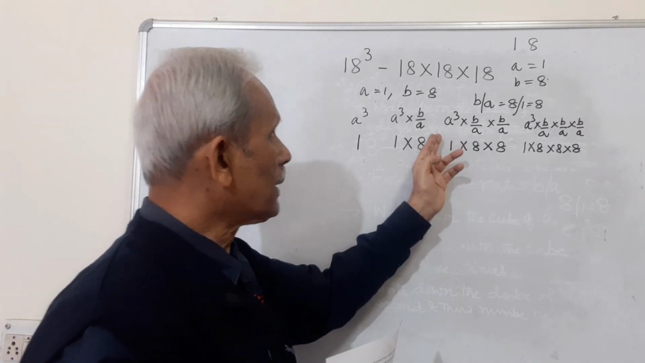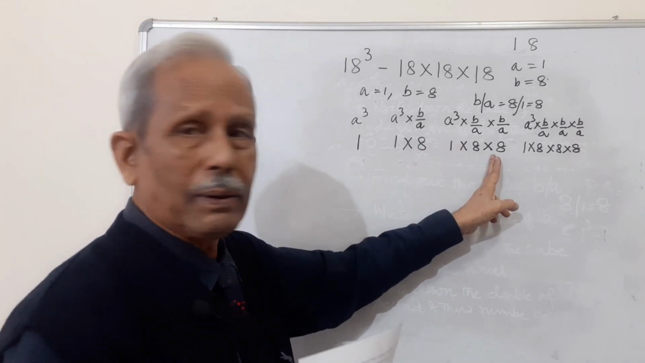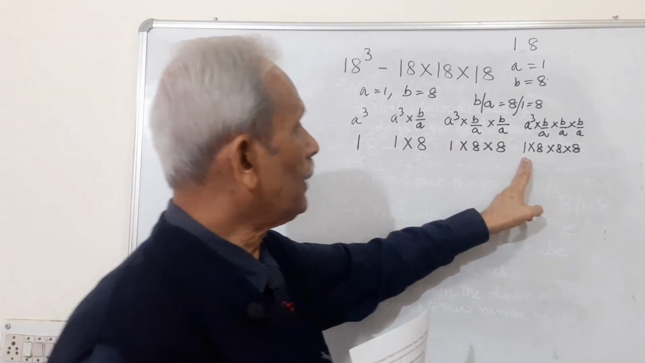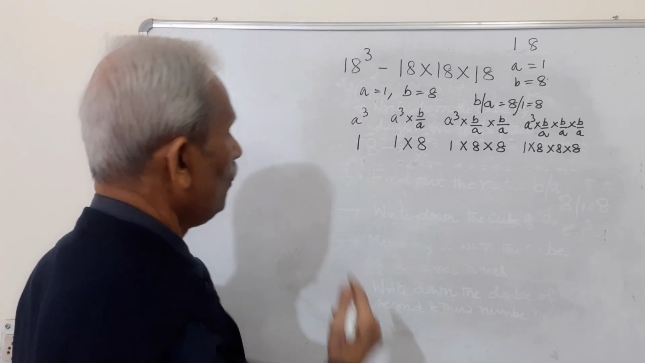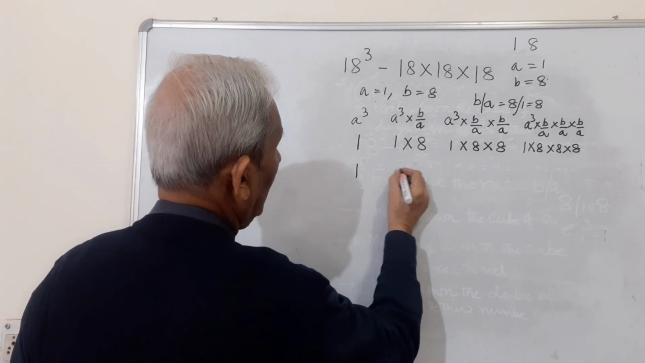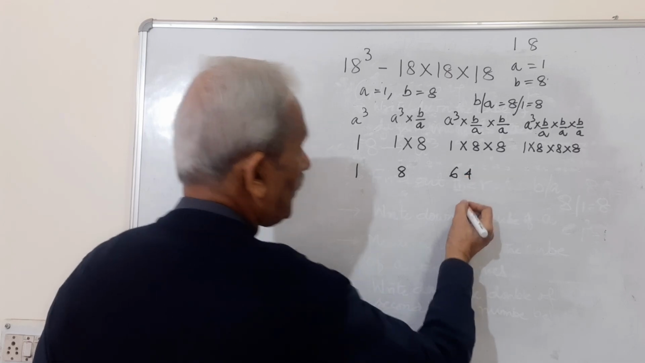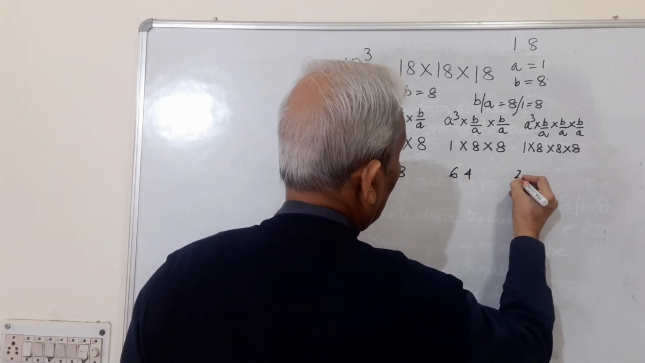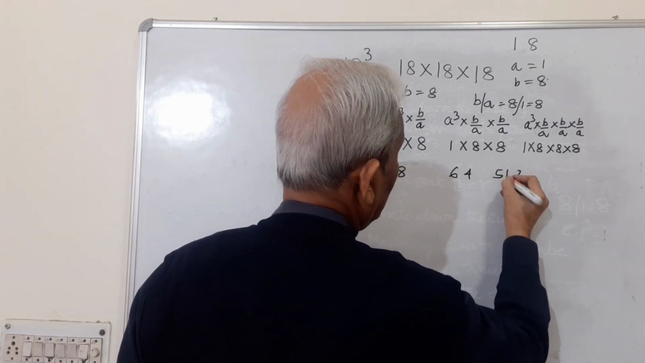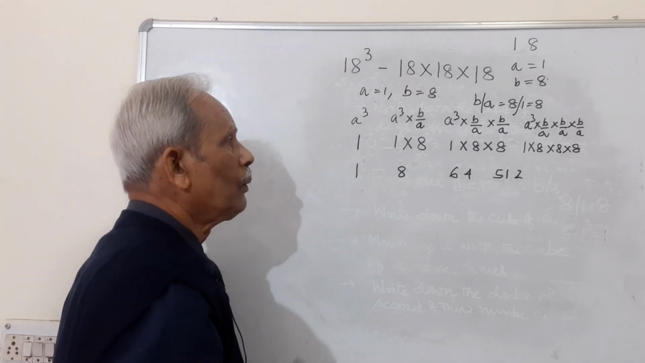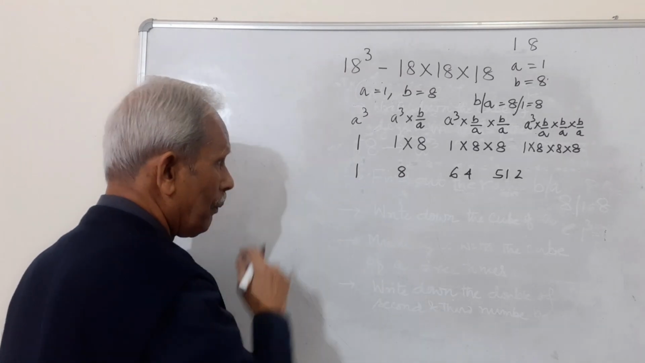Then you multiply by this 8, or b by a, 2 times. Then you multiply it 3 times. So what is the result here? 1, 8, 64 and 512. 64 into 8 is equal to 512.